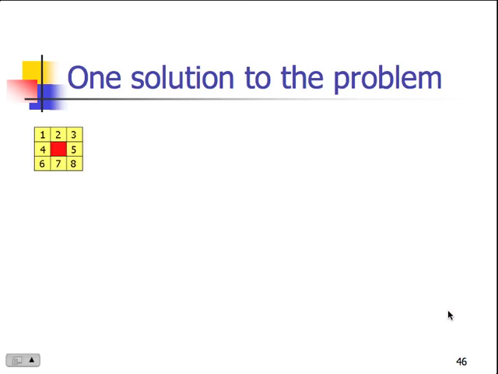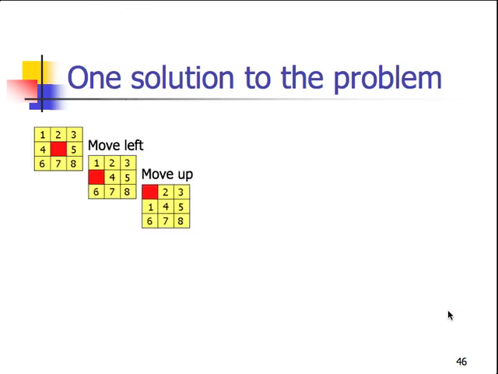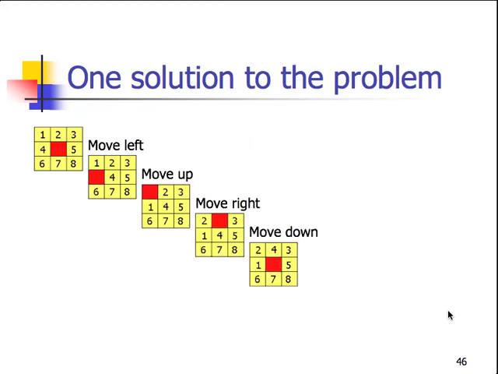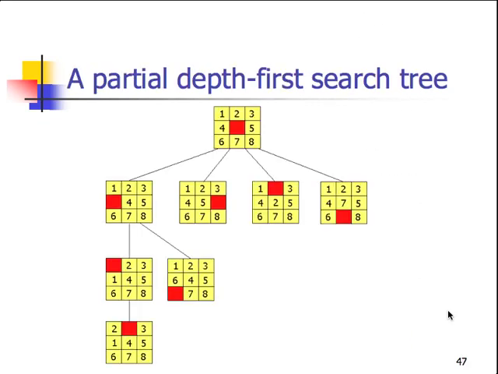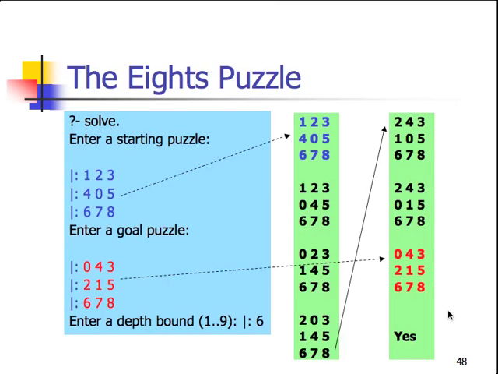Here's one solution to the problem. We start here, we move to the left. I'm going to scroll through this till I get to the bottom. Move to the right. This is an exhaustive search technique where we're doing a plain old search for it. And then we have a partial depth first tree that comes out of this. We can put all this stuff into Prolog, and then we can have Prolog give us the sequence that we need. And here's how we do it.